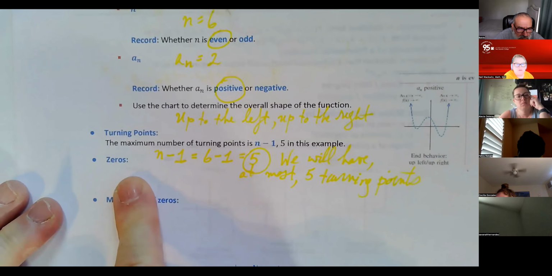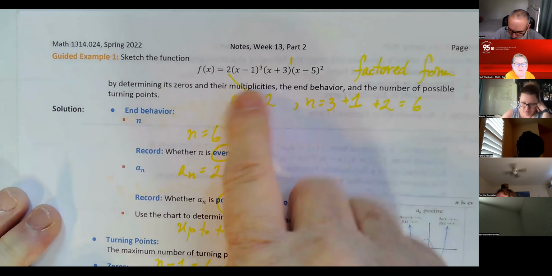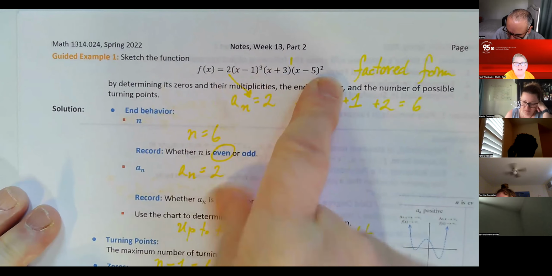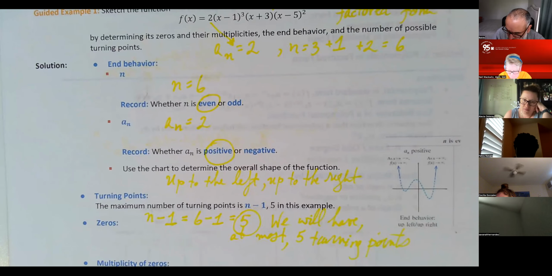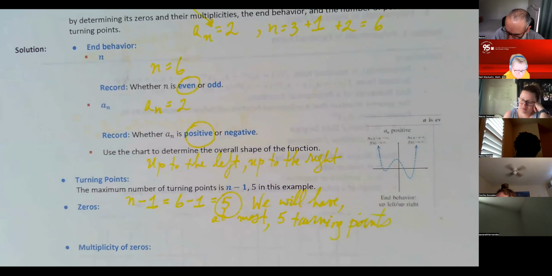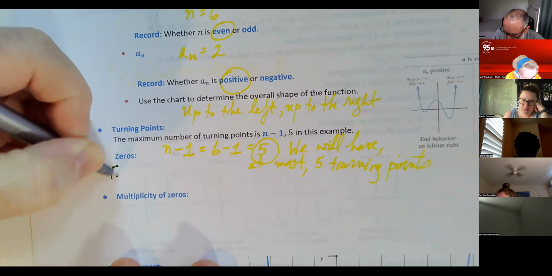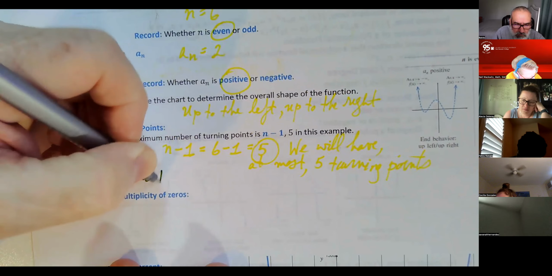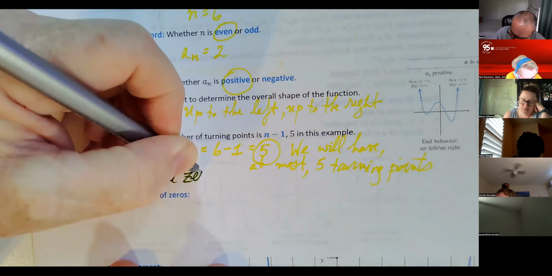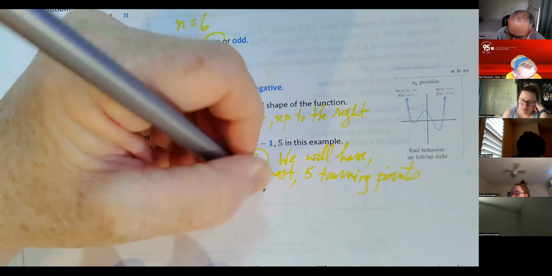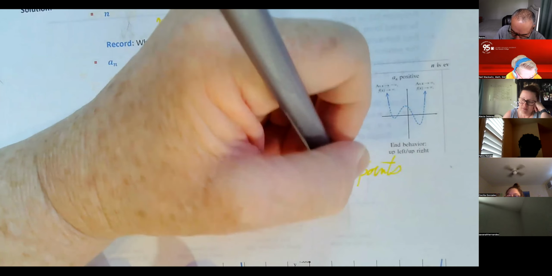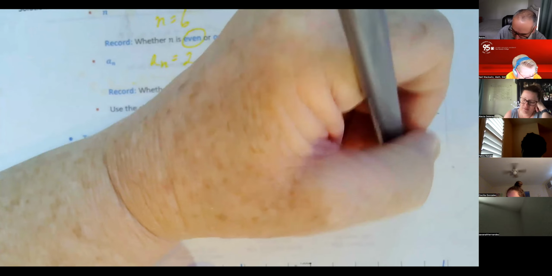To find the zeros, we're going to take each factor and set it equal to 0 and solve for x. So let's write that down. To find the zeros, we're going to set each factor equal to 0 and solve for x.